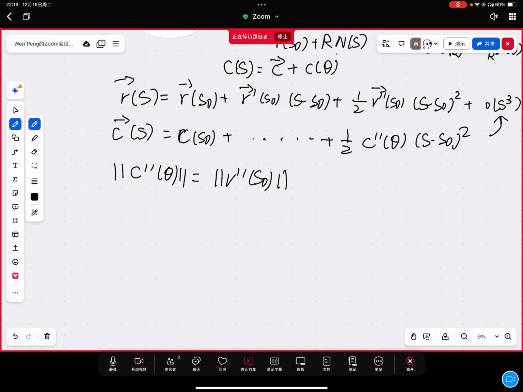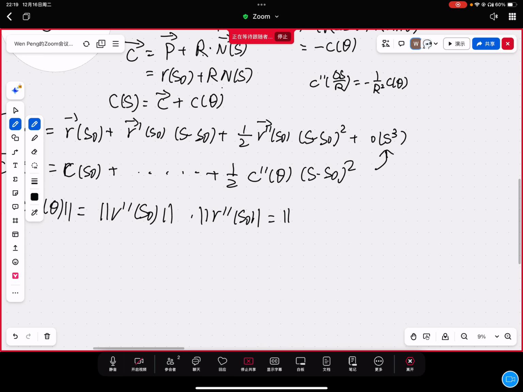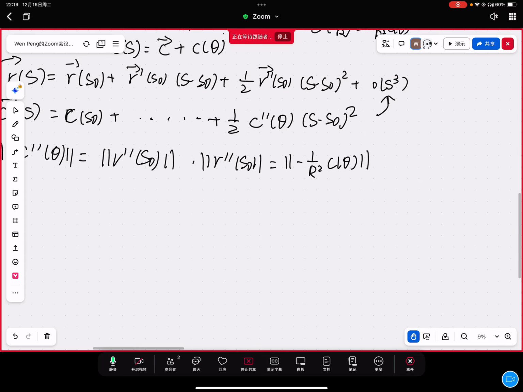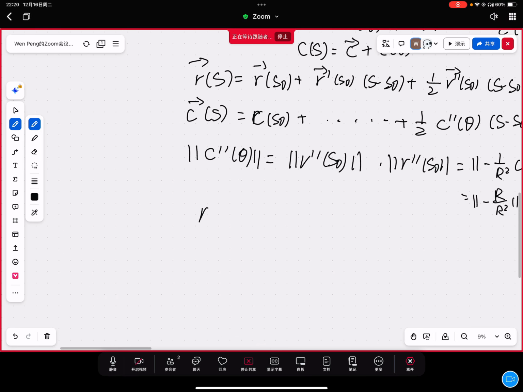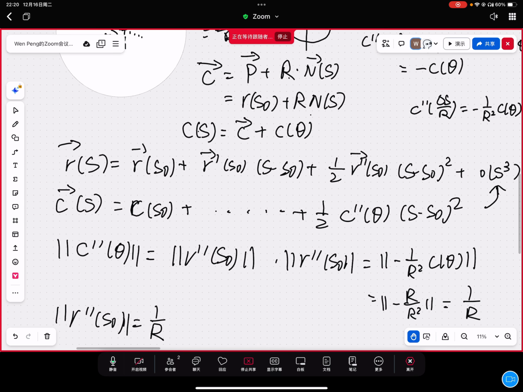So therefore, and what's the magnitude of c prime of theta? It's r. We get the magnitude of r prime of s naught equals 1 over r, if we want to use a circle to represent this path.